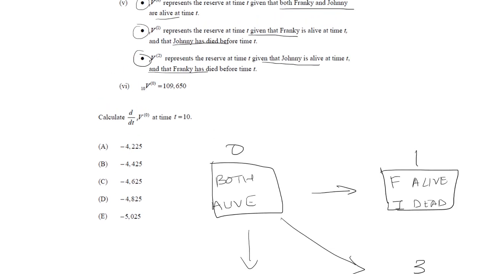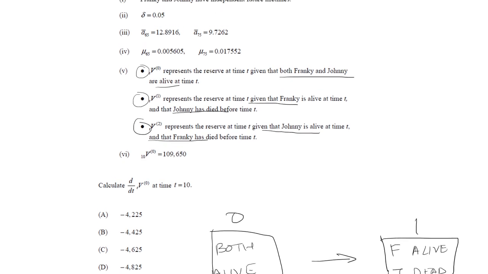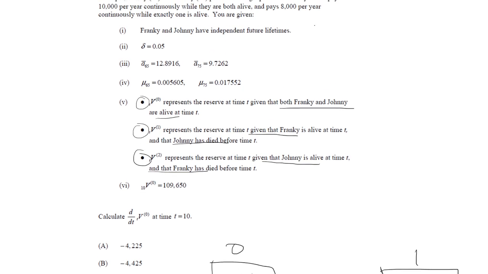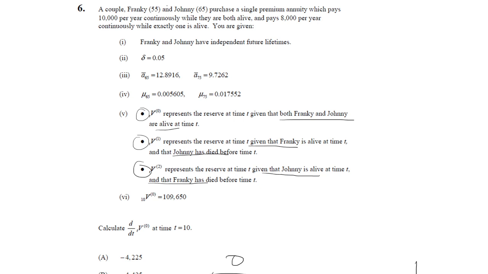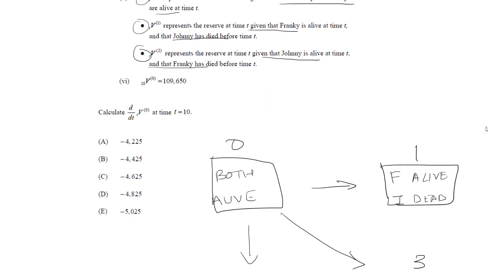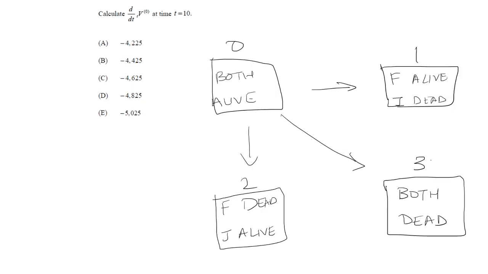And the other thing we should note about this problem is that we get paid if exactly 1 is alive. So 8,000 per year continuously while exactly 1 is alive, or 10,000 when they're both alive. So you get no money if they're both dead. So really, we should not be considering state 3. So this one is really not necessary for this problem.